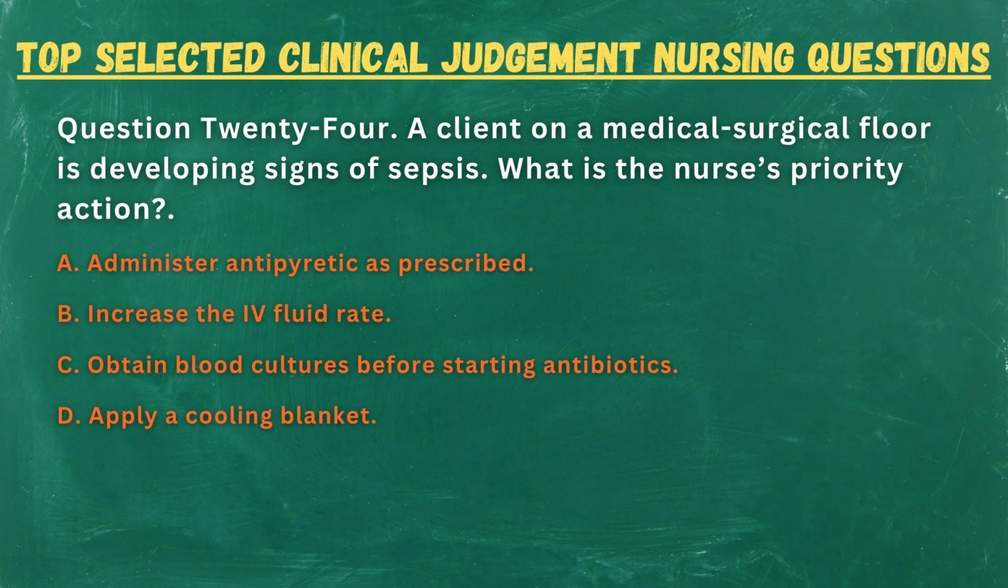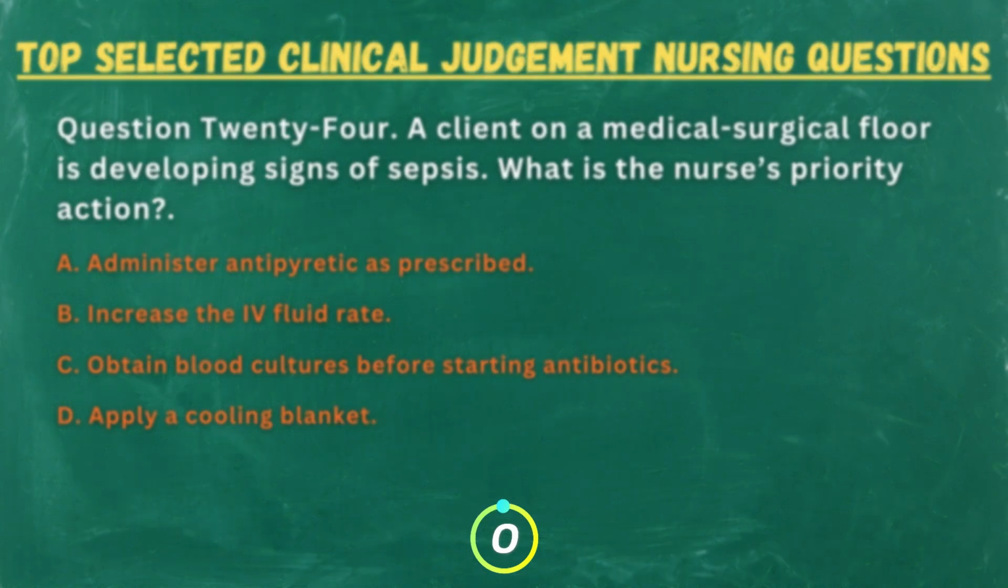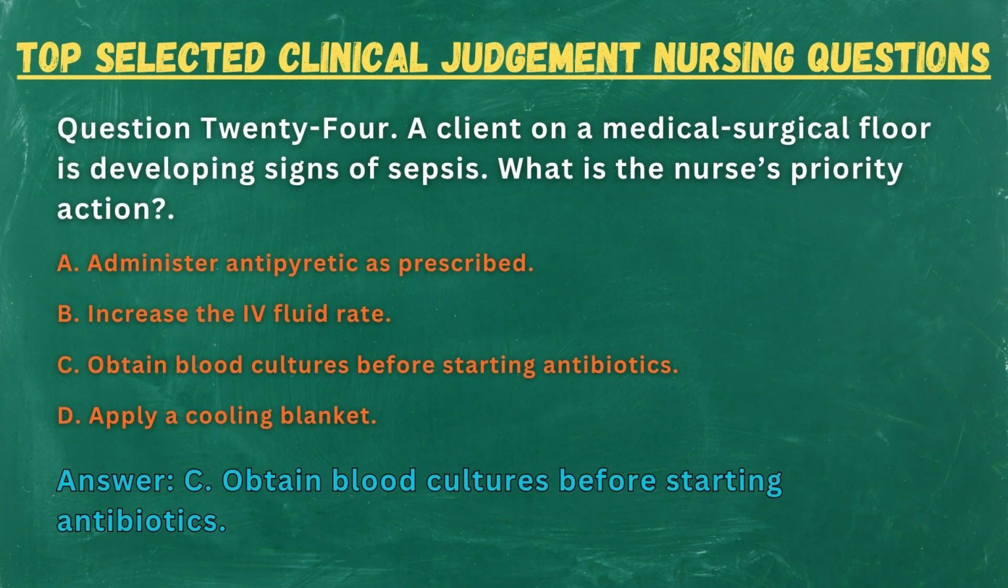Question 24. A client on a medical surgical floor is developing signs of sepsis. What is the nurse's priority action? A. Administer antipyretic as prescribed. B. Increase the IV fluid rate. C. Obtain blood cultures before starting antibiotics. D. Apply a cooling blanket. Answer: C. Obtain blood cultures before starting antibiotics.